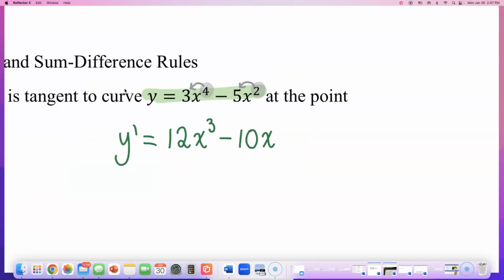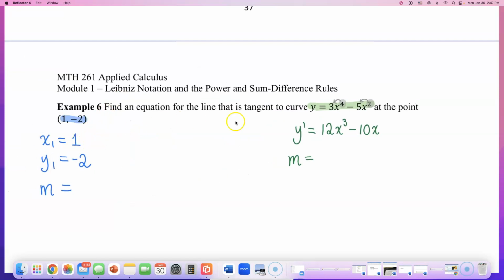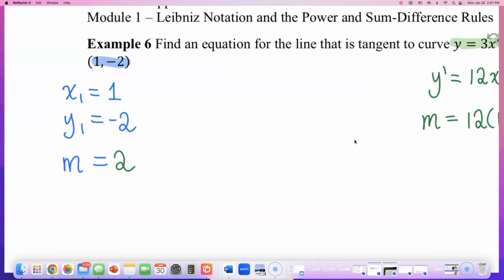Now let us find the slope. Slope is going to be the value that we will get when we plug in the x of 1 into the derivative. So let's plug in 1 in here. 12 times 1 cubed minus 10 times 1. That's 12 minus 10, isn't it? Therefore, the slope is 2. So I have my m, x1 and y1.